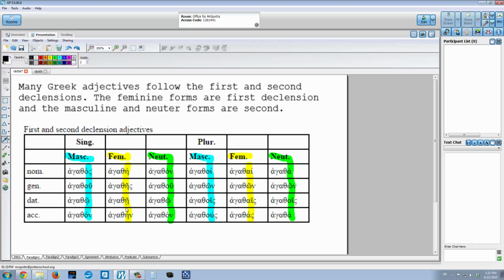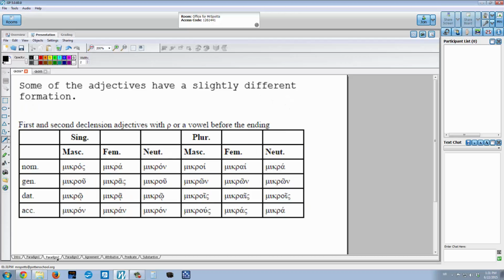Notice the eta in the singular feminine goes all the way down. Some adjectives in the first and second declension have a slightly different formation. Notice if they have a rho or a vowel before the ending, they're going in the feminine to have an alpha all the way down in the singular. That is, in fact, the difference there.